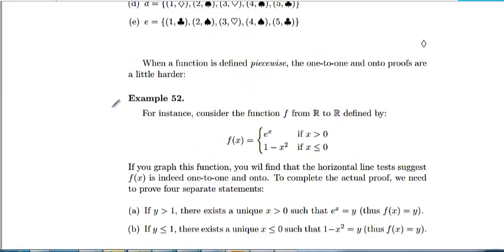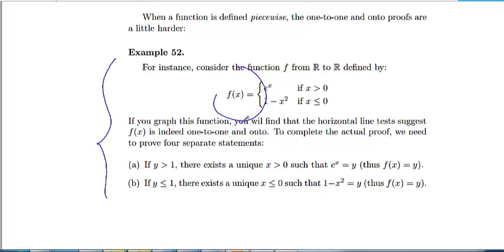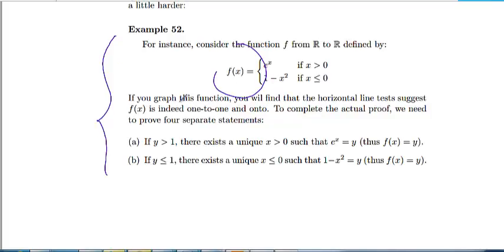Now this one is a little more involved. When you have a function that's defined piecewise, it may be more difficult to show one-to-one and onto. So this description suggests the procedure that you should go through. First, do a graph and see that it actually looks like it's one-to-one and onto. Let's see if that works.